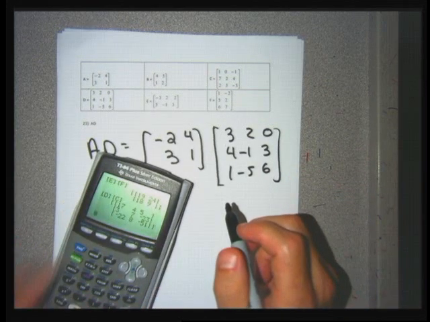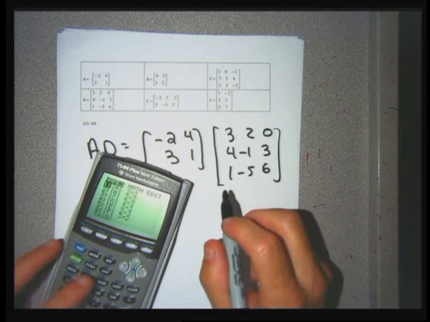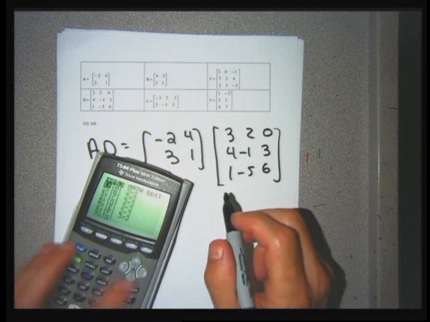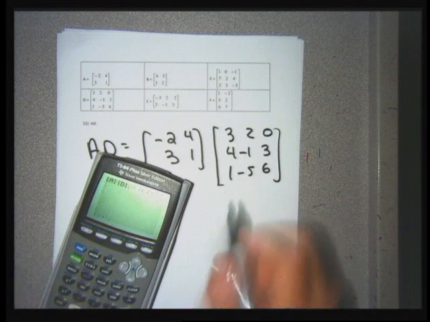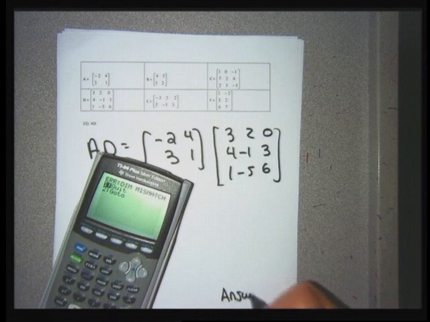So I'm going to go clear this out a little bit. Matrix A first, and then matrix D second. So that's my calculator's representation of A times D. When I hit enter, it says dimension mismatch. The answer to this is not going to be possible, which is the best possible answer really for matrix multiplication, because it means I don't really have any work to show.